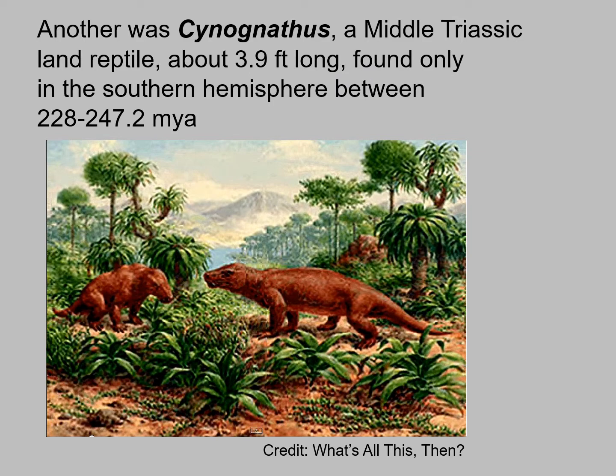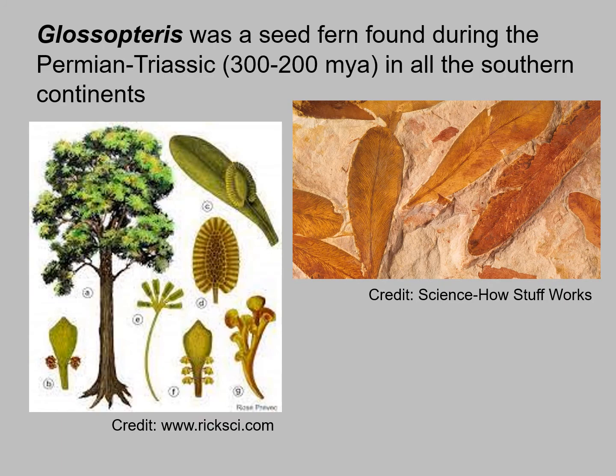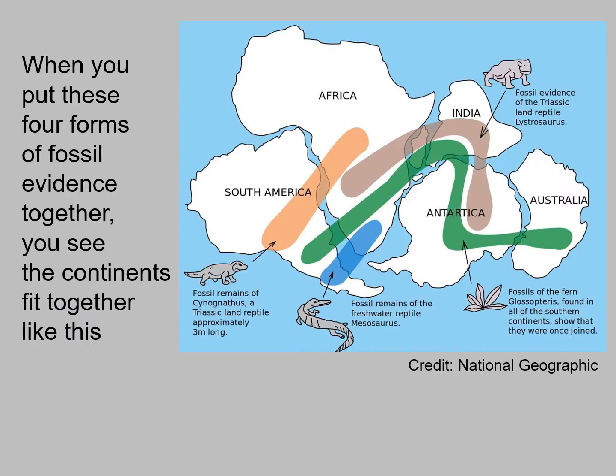Another was Sydnognathus, a Middle Triassic land reptile, almost 4 feet long, found only in the southern hemisphere between 228 and 247 million years ago. Lystrosaurus was a Triassic land reptile found about 250 million years ago in what is now Antarctica, India, China, Mongolia, European Russia, and South Africa. Finally, Glossopteris was a seed fern found during the Permian Triassic in all the southern continents. When you put these 4 forms of fossil evidence together, you see that the southern continents used to fit together like this.